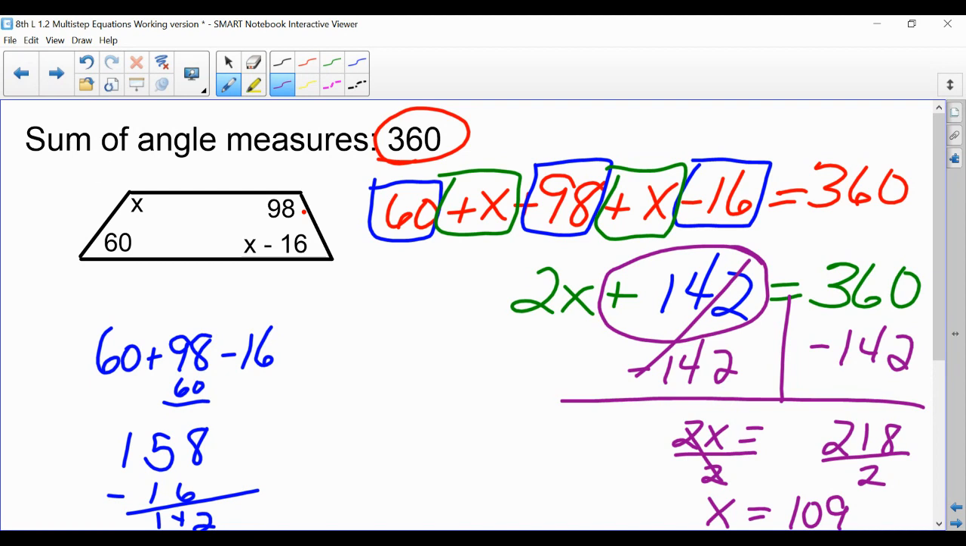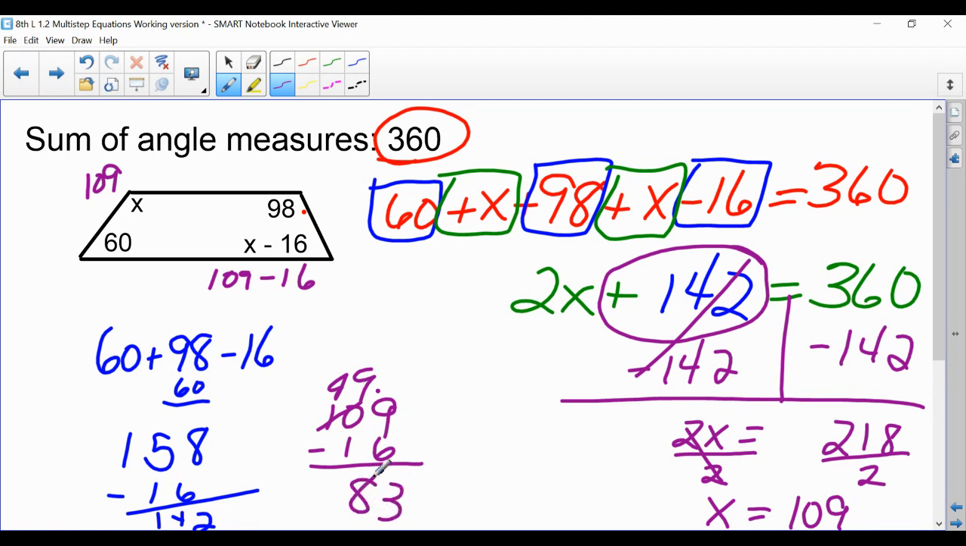So if I was to go back and look, this would be 109 up here, and then 109 minus 16 is 93. So this one would be 93. Okay, you go ahead and give some a try.